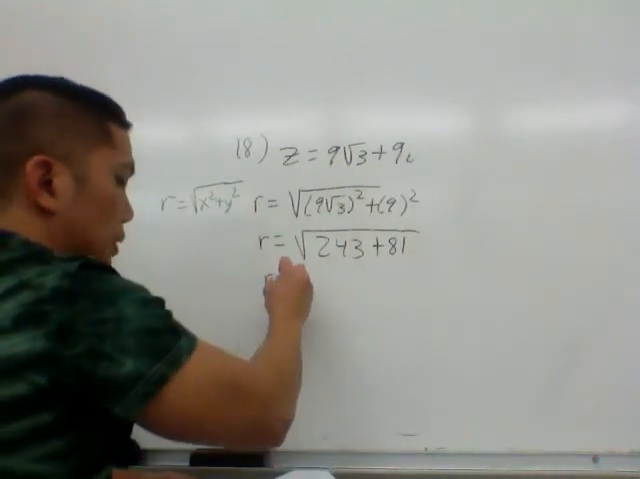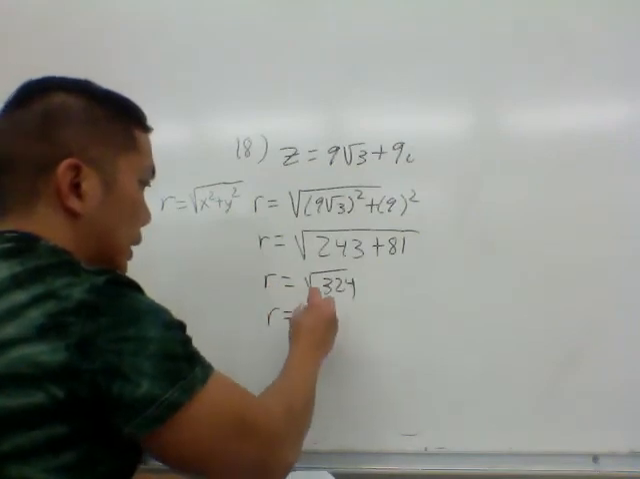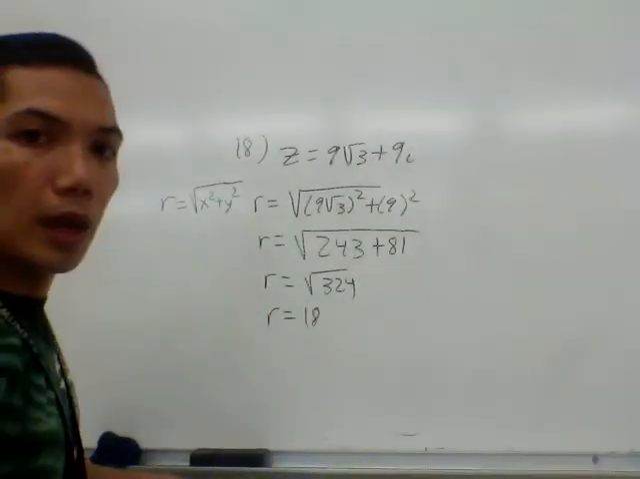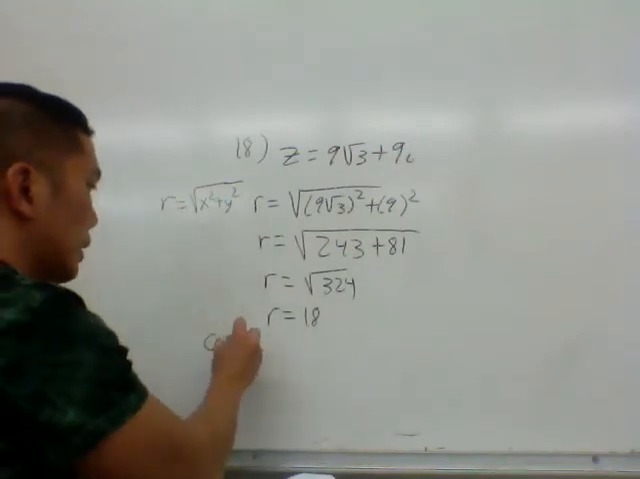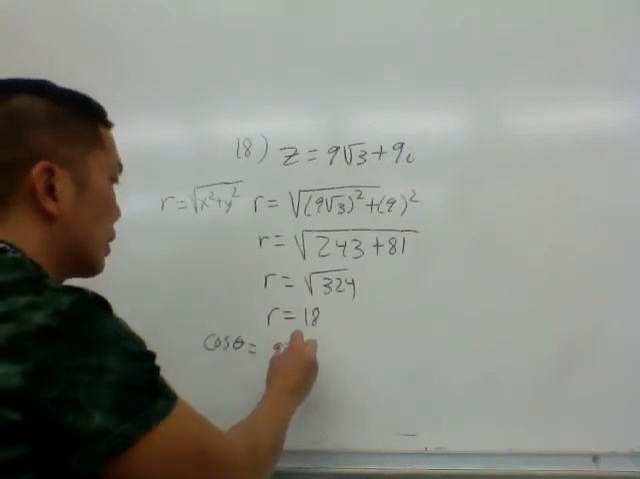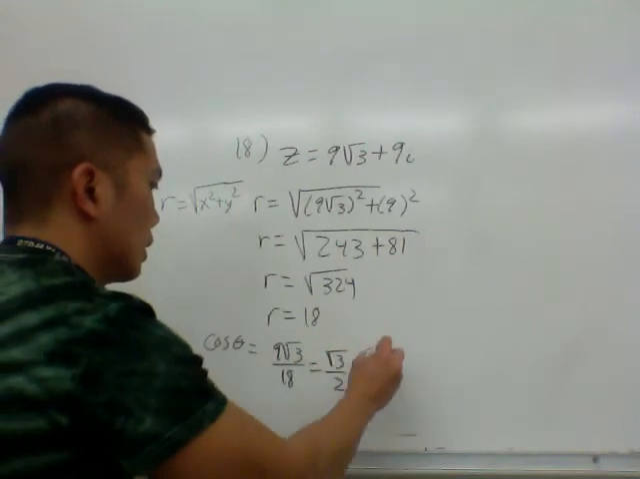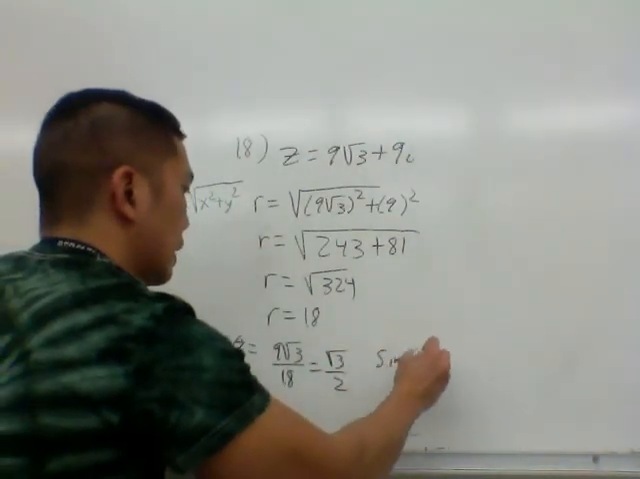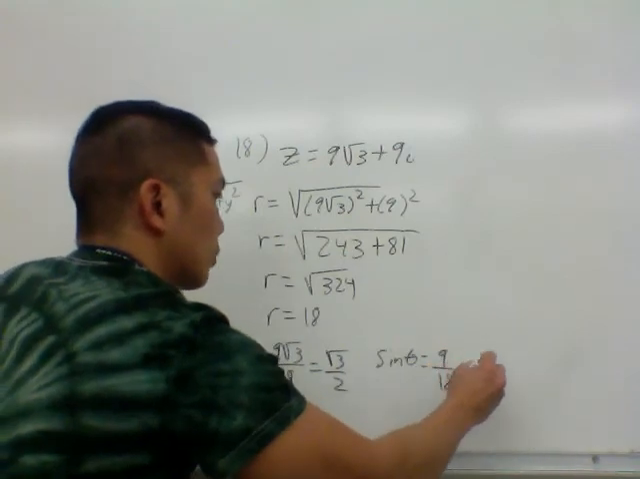So this becomes r is equal to the square root of 324, so r is equal to 18. Okay? Now, I need to find my angle. I know cosine theta is equal to x over r. So it's 9 root 3 over 18, which reduces to root 3 over 2. And sine of theta is equal to 9 over 18, which reduces to 1/2.